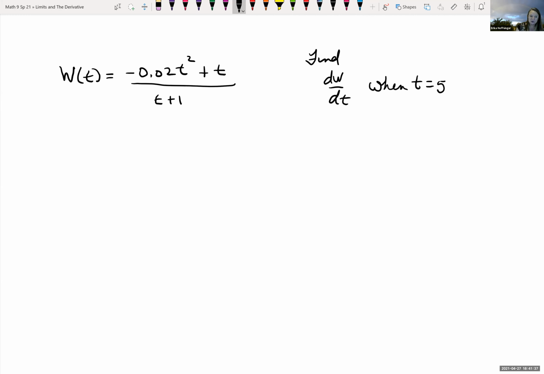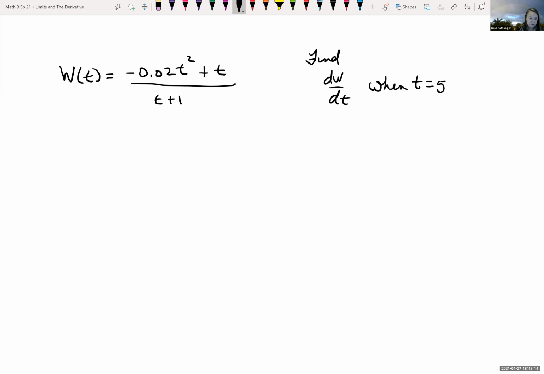So all we need to do is go through here and take the derivative of both sides. It's just that we're taking a derivative. Maybe it isn't as easy as I thought. Okay, so let's just go through and take the derivative using the quotient rule.